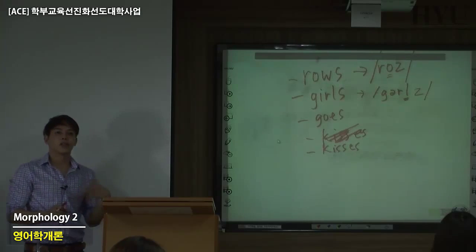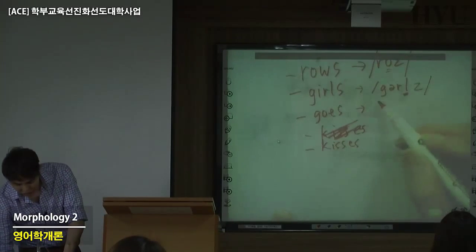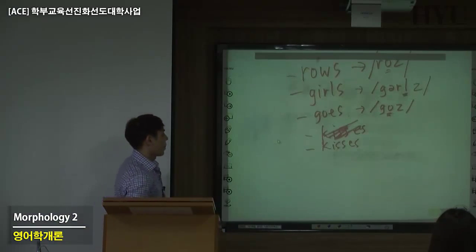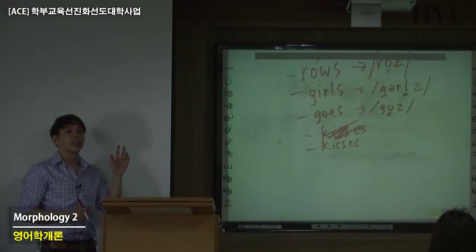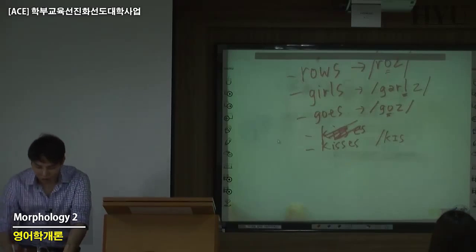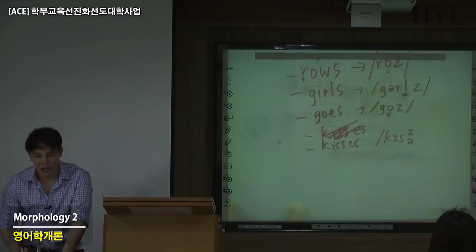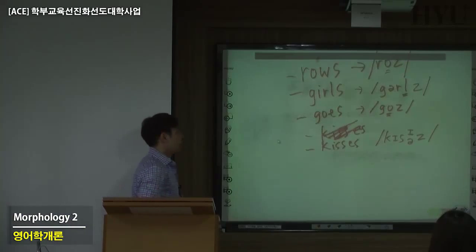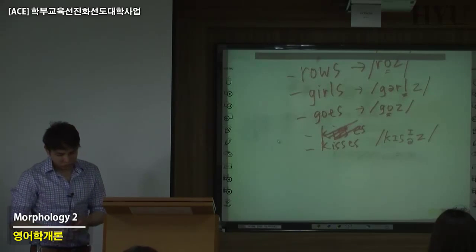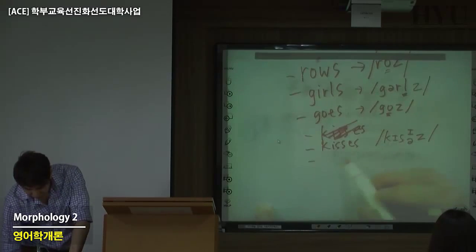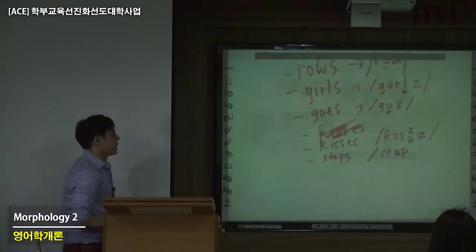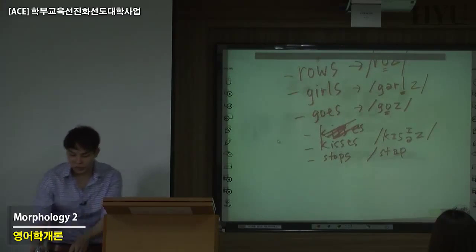Goes, he goes, David goes, and so on. Goes is, again, voiced, so goes. And kiss, it ends with a hissing sound, sibilant, right? So you have to insert a vowel, either I or schwa, and then Z, right? So kisses. One more, stops. So this one is stop. The sound P is voiced or voiceless? Voiceless, so it becomes S.